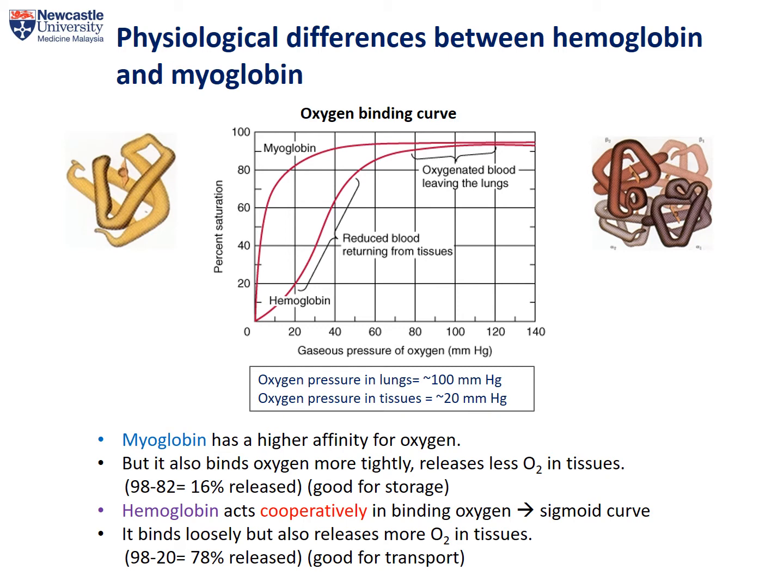So judging from the shape of the curve alone, we can see that myoglobin has a much higher affinity towards oxygen than hemoglobin, as it is saturated with oxygen at around 60 millimeters of mercury. Now, in the tissue, when the oxygen level is lower at 20 millimeters, myoglobin is still 82% saturated. So this means it binds tightly to oxygen, releasing only about 16% of oxygen. In other words, myoglobin is a good molecule for oxygen storage in muscles.